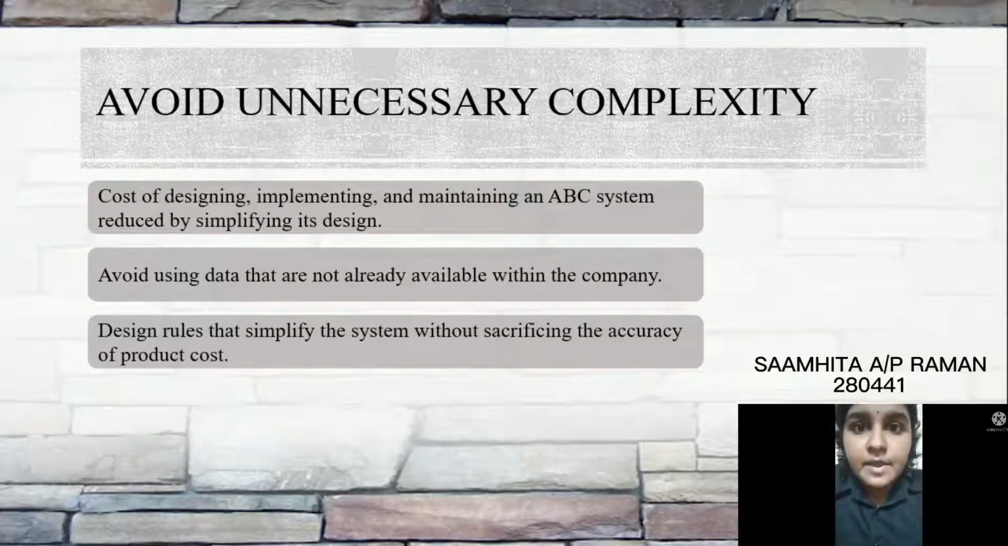Also, the management team of activity-based costing system can take the advantage of designing rules that simplify the system without sacrificing the accuracy of product cost. For example, tasks that are performed at the same time, such as changing the tools on machine and inspecting the first part, can be combined as one activity with one cost driver, such as the number of setups.